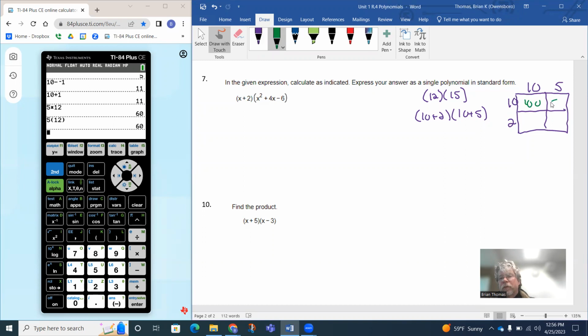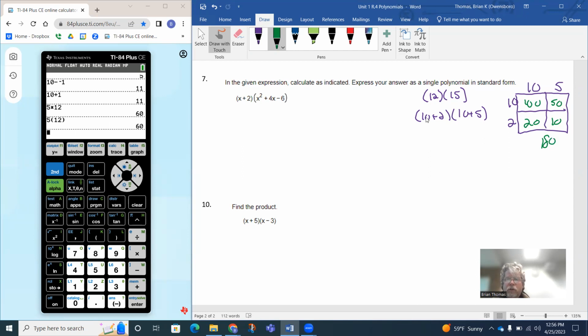10 times 5 is going to give me this 50. Then I multiply this 2 through. 2 times 10 is 20. 2 times 5 is 10. And then I'd have 150, 170, 180 would be the answer to that. So I could do that problem algebraically, if you will, by using a box.